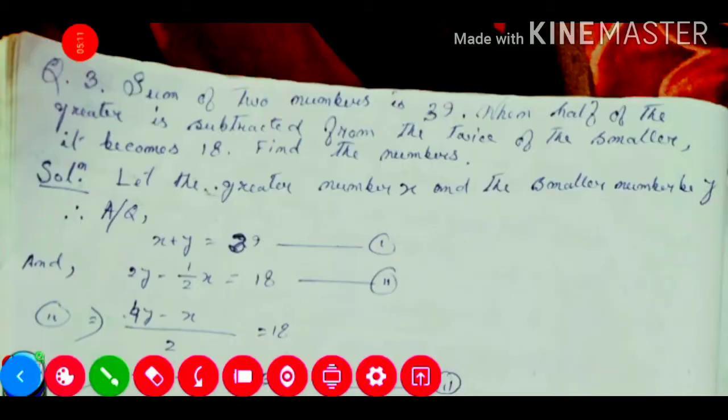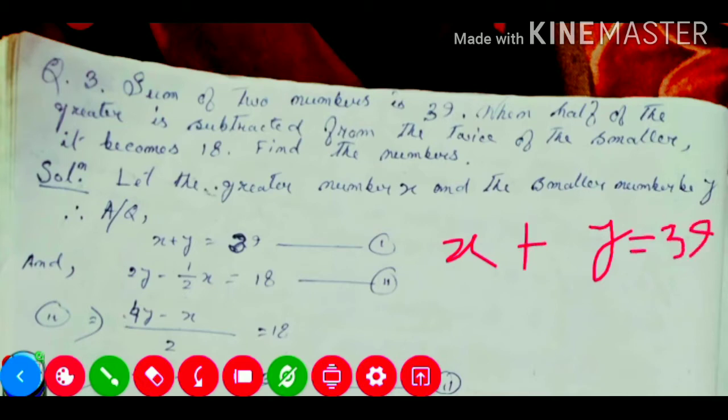Question number 3. Sum of two numbers is 39. So these two numbers, their sum is equal to 39. We don't know these two numbers. If you consider them x and y, their sum will be 39. So x plus y will be 39.